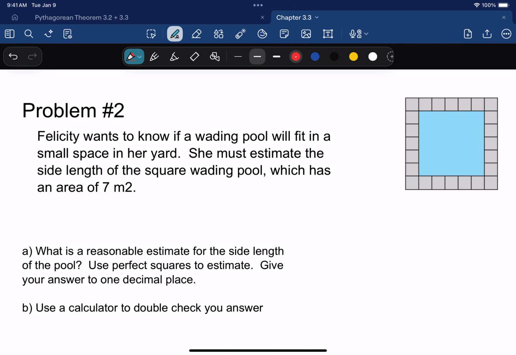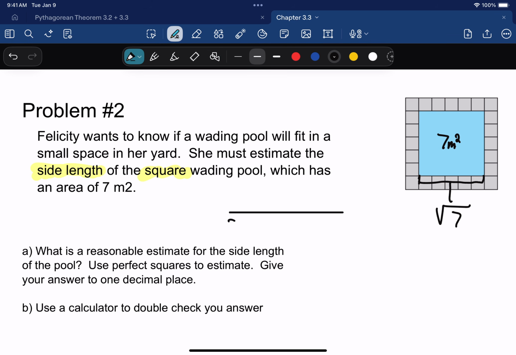So let's check out another problem. Here we go. Felicity wants to know if a wading pool will fit in a small space in her yard. She must estimate the side length of the square wading pool. Okay, so we know it's a square, and she's trying to estimate the side length. So if we have an area of 7 meters squared, and we need to find the side length, we need to find the square root of 7. So we need to figure out what this is going to be on our number line. So let's check this out. We'll make a number line again.